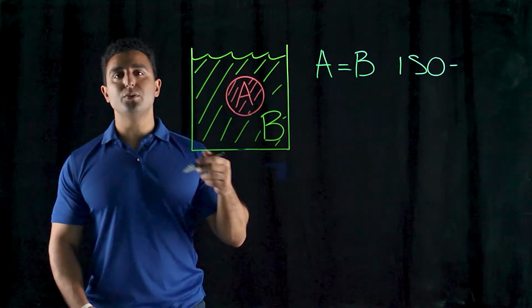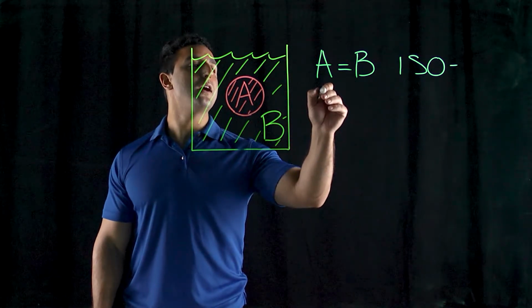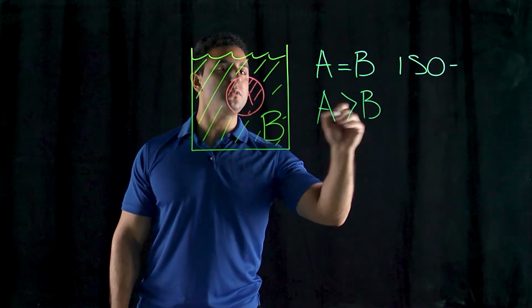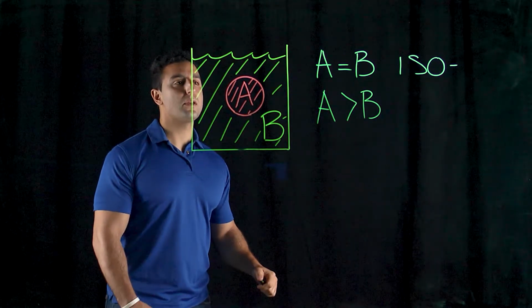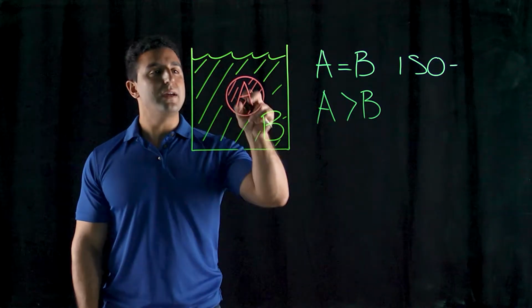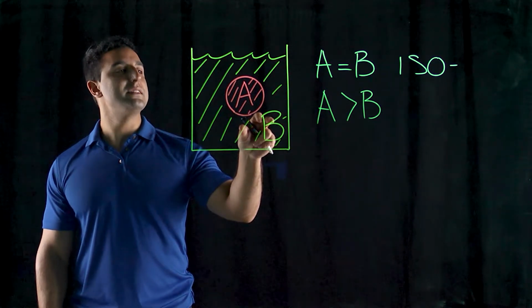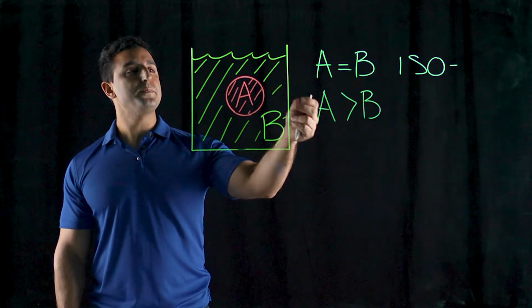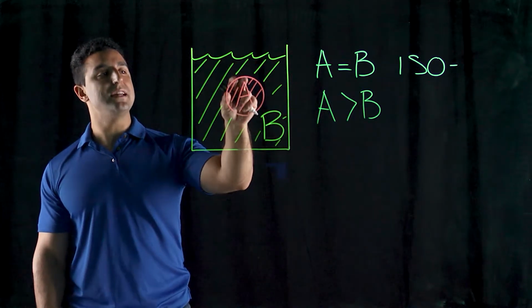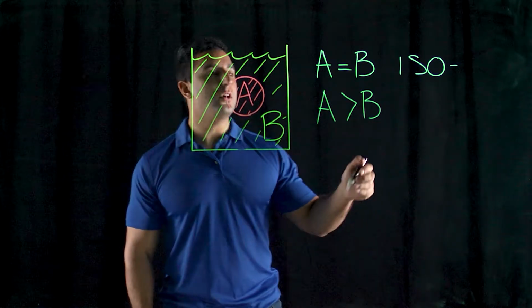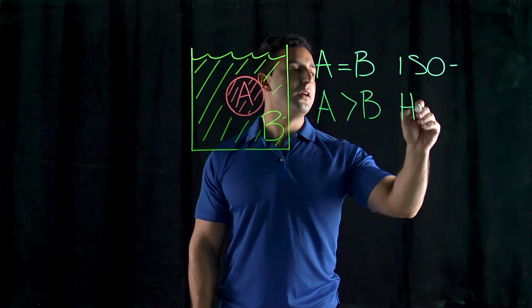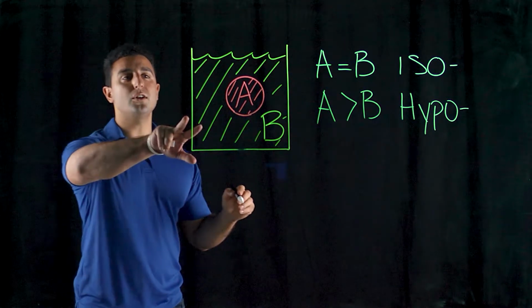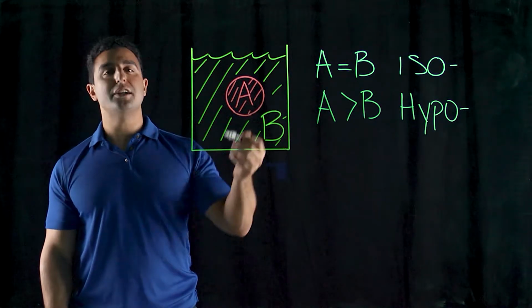All right. Now what happens when there's a difference between the two? So now we look at, for example, if A is greater than B. When we look at A is greater than B, what are we looking at specifically here? A is inside the cell, B is outside of the cell. When there is a higher solute concentration in the cell in relationship to the solution, we call this a hypotonic solution. In a hypotonic solution, the solute in the solution is much less than in the actual cell.